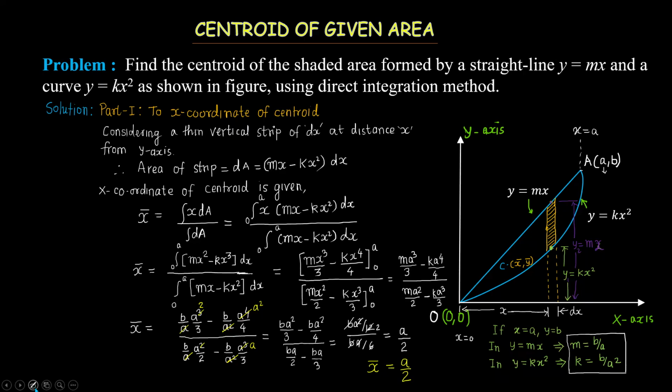Simple calculation, and you can find out this value. This is nothing but a by 2. The x coordinate is a by 2. We have completed here part 1. We have got the value of the x coordinate of the centroid. Now we are going to do part 2, that is the y coordinate of the centroid.